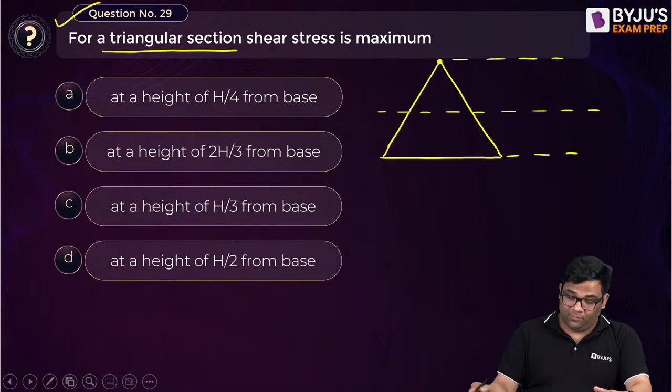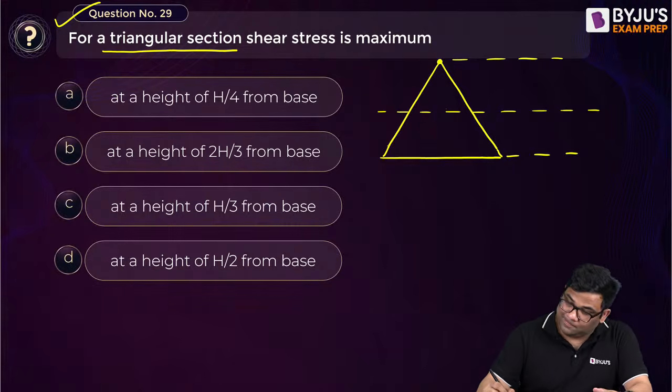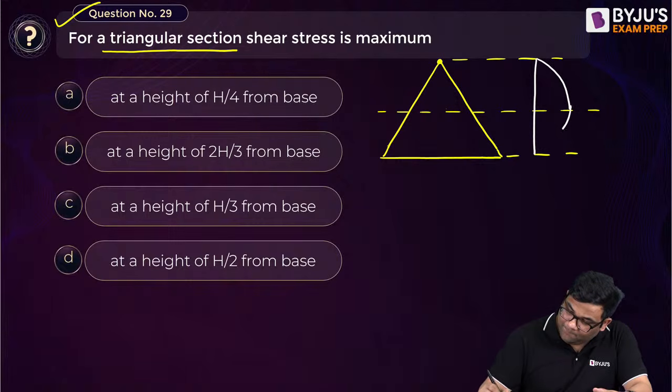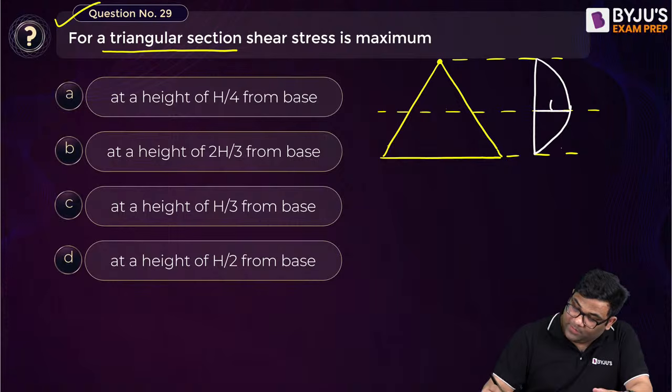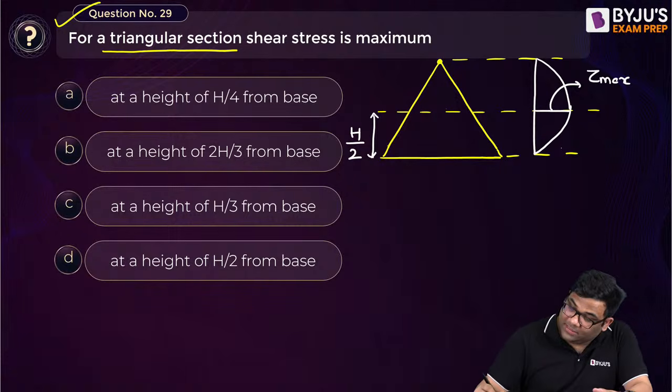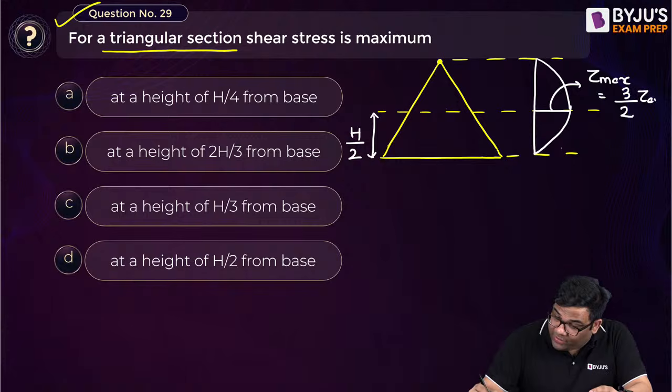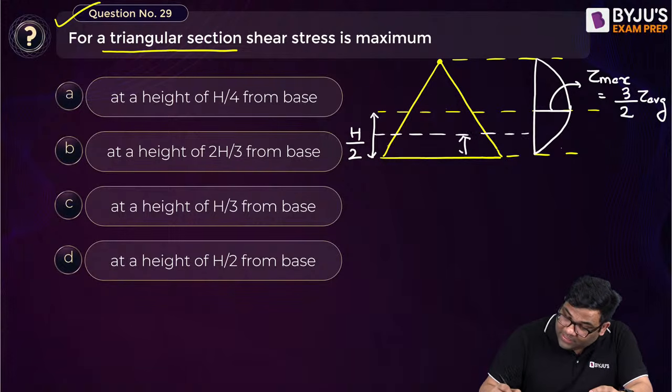The original distribution is parabolic only. This is the maximum shear stress, and this is at h by 2 from top and bottom. And this is how much actually? This is 3 by 2 times the average. And the neutral axis is at h by 3. Neutral axis at h by 3. Here how much do we get? Here we get 4 by 3 of the average.